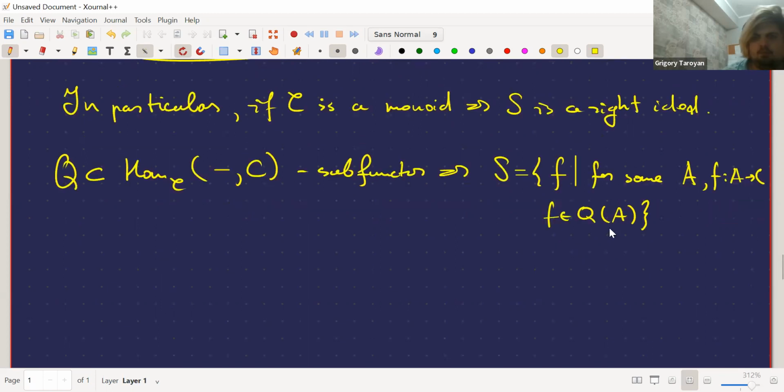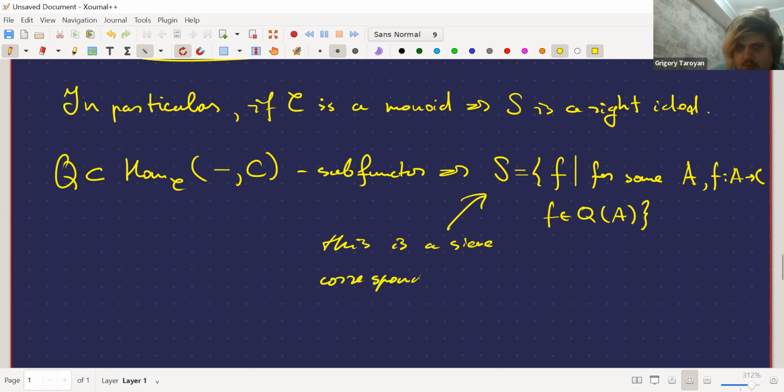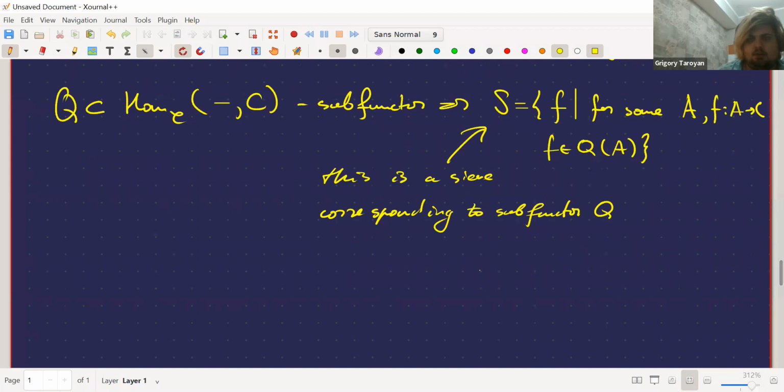Okay, so this is a sieve corresponding to the subfunctor Q, and we can construct an inverse procedure. We can obtain from a sieve a subfunctor, and we do it like this.